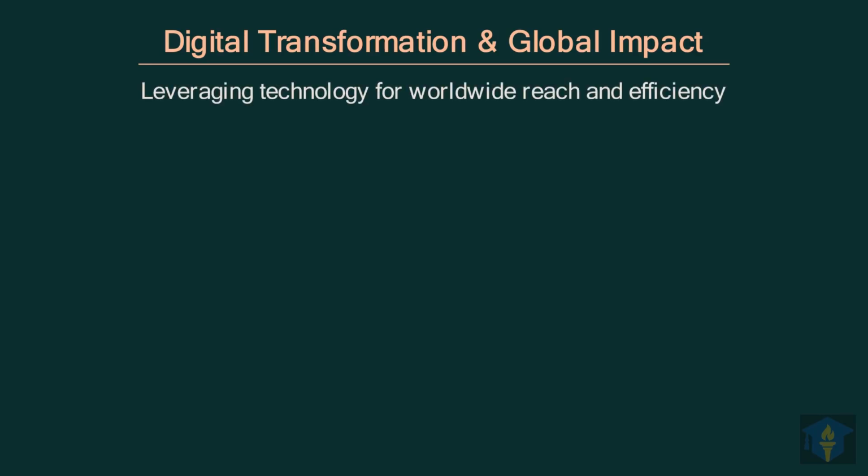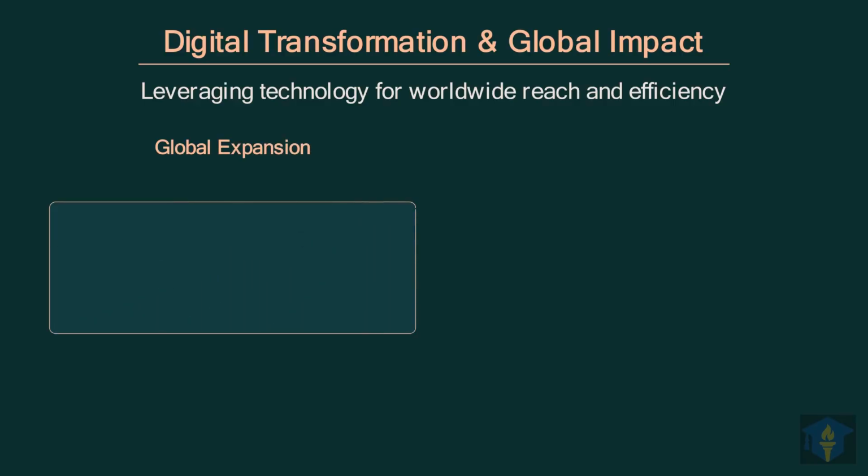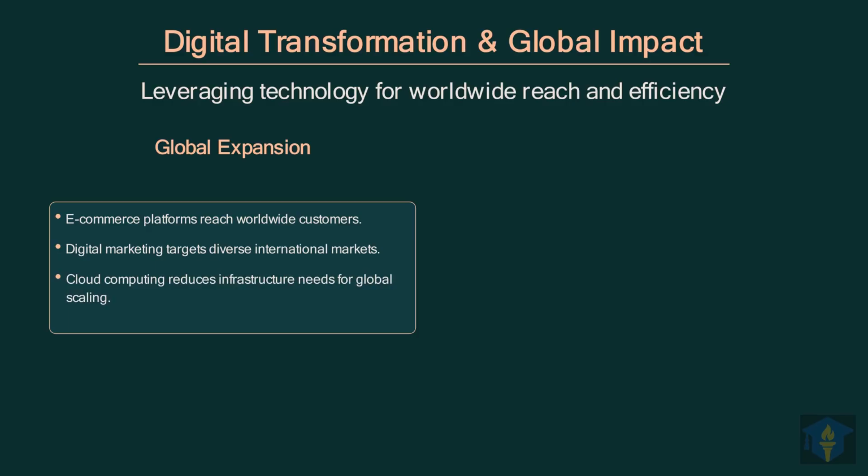Now, let's explore digital transformation and its global impact on business operations. We'll examine how companies leverage technology for worldwide reach and operational efficiency. First, let's look at global expansion through digital technologies. E-commerce platforms enable businesses to reach customers worldwide through online marketplaces. Digital marketing allows companies to target diverse international markets with customized campaigns.